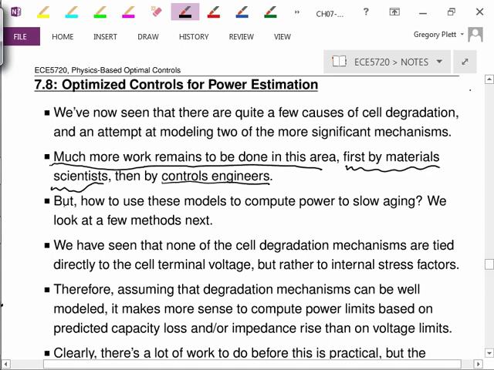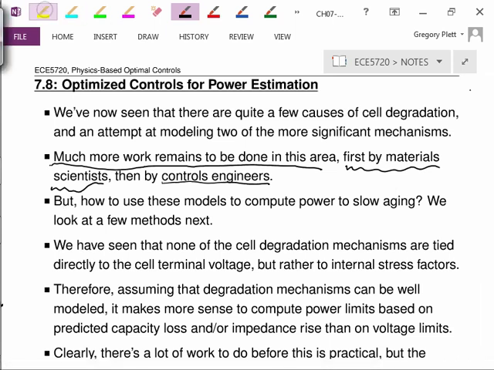And that's a question. How do we do that? How do we use these models to compute power limits to slow aging? And in the rest of this chapter, we'll give some ideas. These ideas have not been exhaustively validated in any sense, but these are ideas that we hope will become very valuable ways of computing power limits in the future.